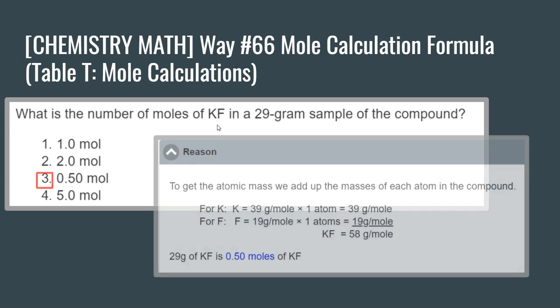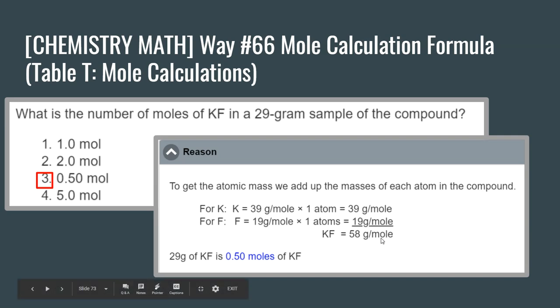Notice that the compound contains 1 atom of potassium and 1 atom of fluorine. To get the gram formula mass, we take its mass on the periodic table and multiply it by the number of atoms, which in this case is just 1. So 39 grams of potassium, 19 grams from the fluorine will give you a total gram formula mass of 58 grams. To get the number of moles, moles is equal to the given mass, 29, divided by the gram formula mass. So 29 divided by 58 will give you 0.5 moles of potassium fluoride. So the answer is 3.